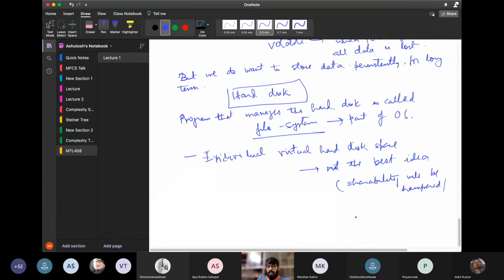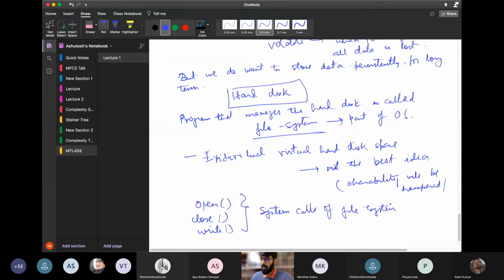So we'll see how the OS manages the files, how the file system manages the memory, and what kind of things we'll employ to do these things. For example, these system calls like open, close, or write, what they mean. These are system calls which the OS provides for applications to open a file in the file system, to manage the memory, okay?